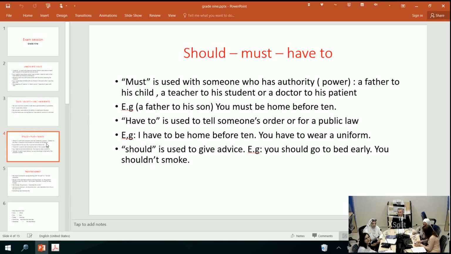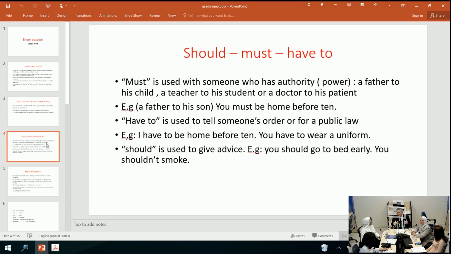Have to is used to tell someone's order or for a public law. Example, I have to be home before 10. So this is the son who restates his father's must. He says, I have to be home before 10. You have to wear a uniform. As a teacher, I can ask my student to wear a uniform because it is a public law, the rule of the school obliges them. They have to. So it's not our order, so we cannot say you must.